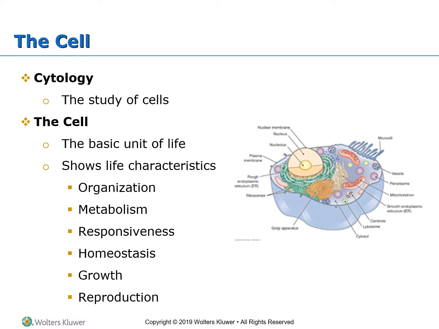When we are looking at the cell, we need to define a few concepts. The first concept that needs to be defined is the fact that the cell represents the basic unit of all life. If we want to look at it like this, we can say that the cell represents the simplest structure that shows all the basic characteristics of life, including the following characteristics: organization, metabolism, responsiveness, homeostasis, growth, and reproduction.